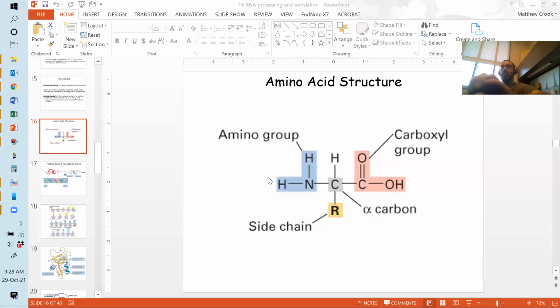And as with DNA and RNA, these amino groups, carbons and carboxyl groups form the backbone of the protein. So just as you have phosphate, sugar, phosphate, sugar in DNA or RNA, you also have in polypeptides N-C-C, N-C-C, N-C-C, all the way along. The thing that differs is the R group.